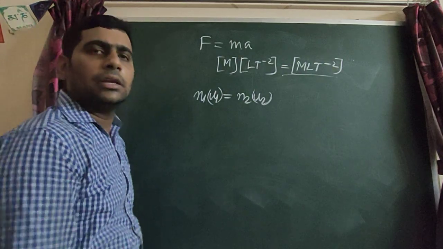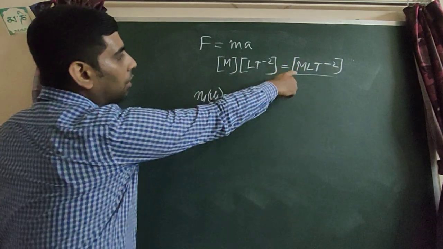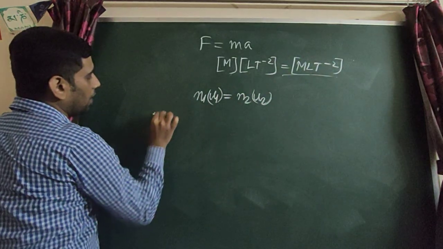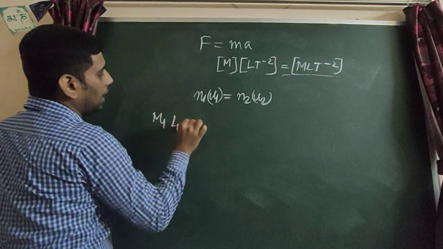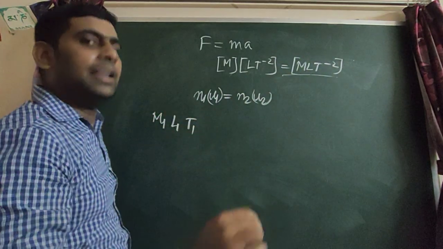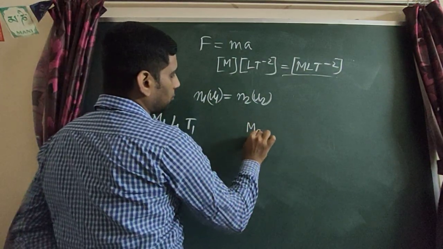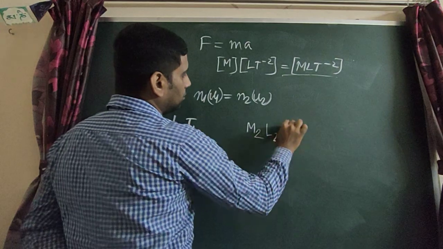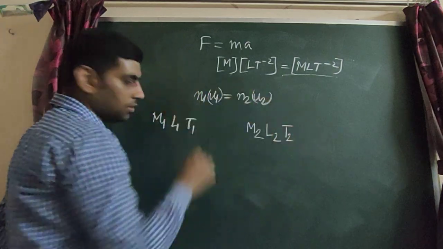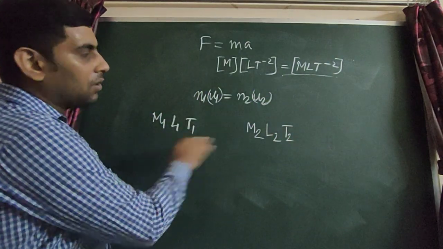Now let us consider in one system the values of M, L, T be M1, L1 and T1, and in another system of unit the value of M is M2, L is L2 and T is T2. Okay? How are they related?